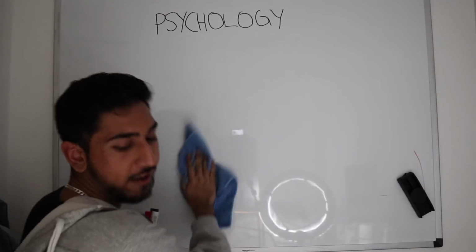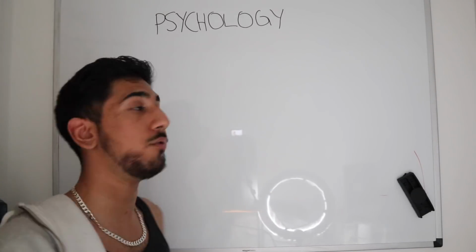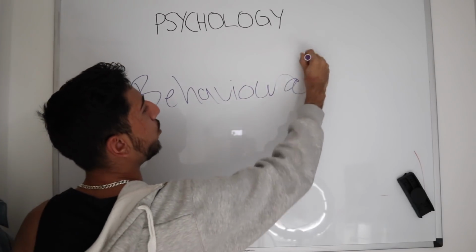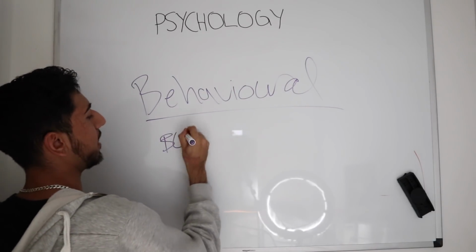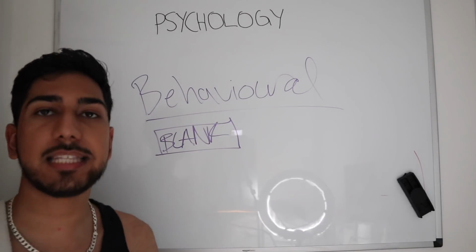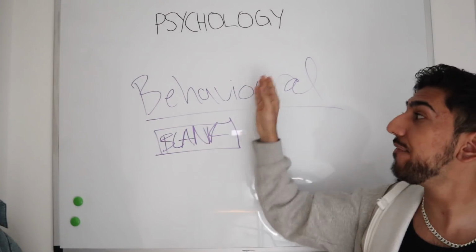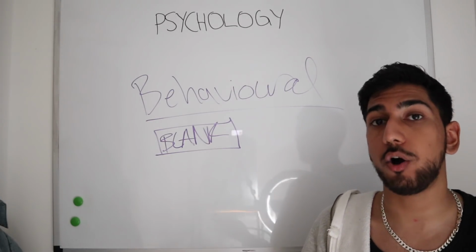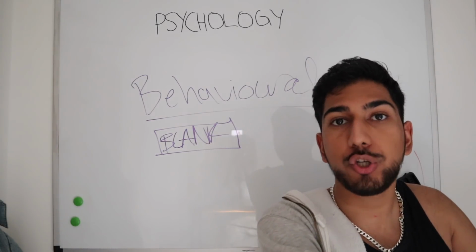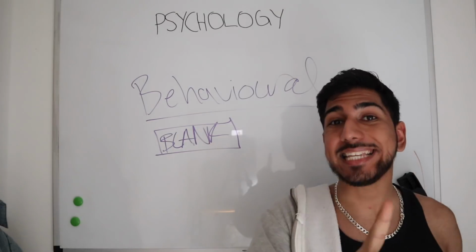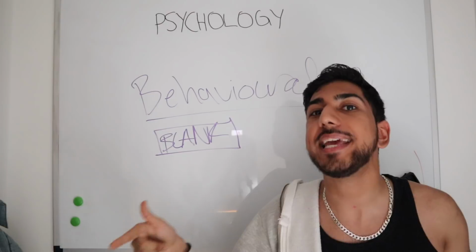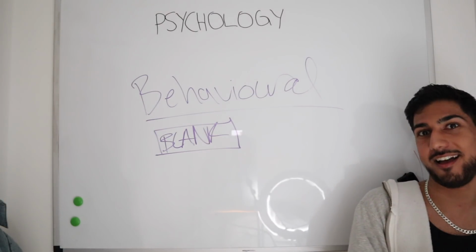Then we have one of my favorites, which is behavioral psychology. Now basically what behavioral psychologists argue is that we are all, as humans, blank. We all start off in this world as blank slates, and as you get older, all of the behaviors that we convey are based on reinforcements, so people telling us what to do and what not to do, and observing others. And if we start off as blank and we can learn a behavior, therefore we can unlearn that behavior.